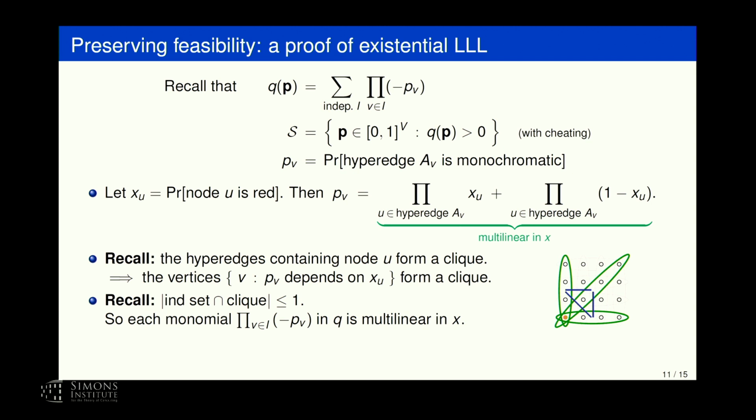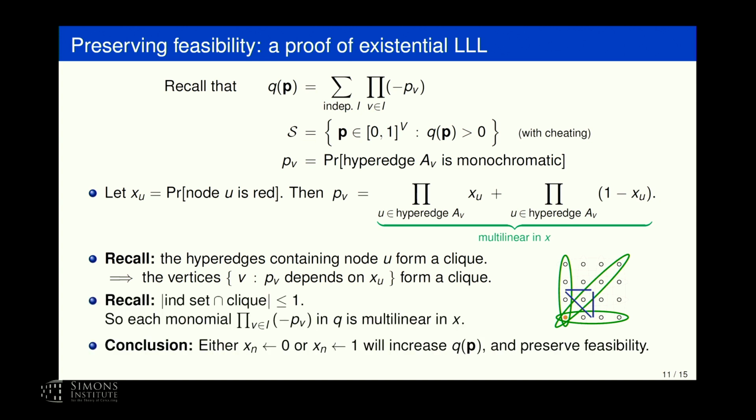Right. So now when we're doing the rounding, if we're increasing the probability of a node being u, then q is changing linearly in our perturbation of x sub u. So that means that one of those two directions is going to make q go up. Right? And therefore, since our cheating version of the Shearer region just requires q to be positive, one of those two directions is going to preserve positivity of q. OK. So that is a proof of the local lemma modulo the small amount of cheating.